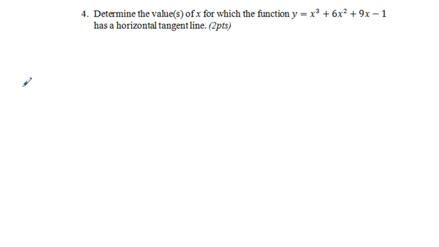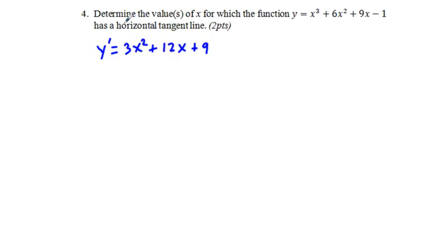4. Determine the value or values of x for which the function y equals x cubed plus 6x squared plus 9x minus 1 has a horizontal tangent line. Well, to do that, we're going to find the derivative, which we'll call y prime, is equal to 3x squared plus 2 times 6, which will be 12x to the first power, plus 9.